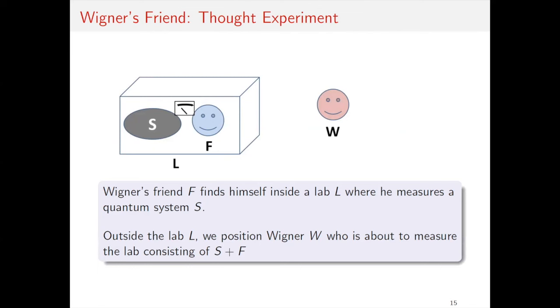Wigner's friend thought experiment. Here I have two agents, which I draw as smileys. Wigner, who I put outside of a lab. I have a lab L, which is this box. And inside the lab, I have the friend of Wigner, which is called F. So the smileys are my agents, F inside the box, Wigner outside. There is one quantum system, system S, and now F inside the lab, L, can measure the system S, while Wigner outside can measure the entire lab, considering this as an entire system composed of S and F.